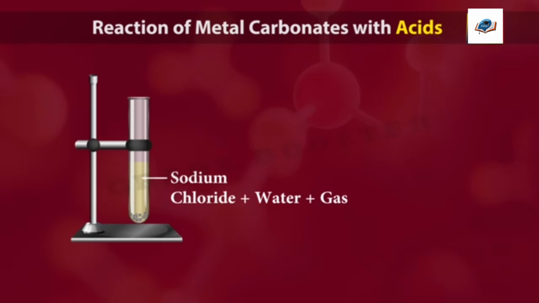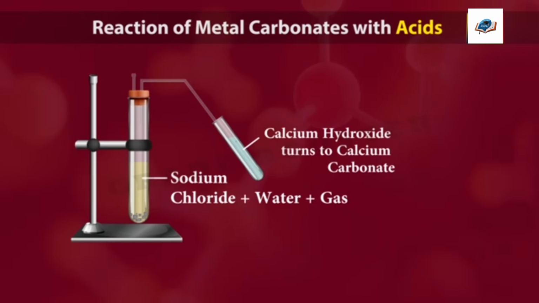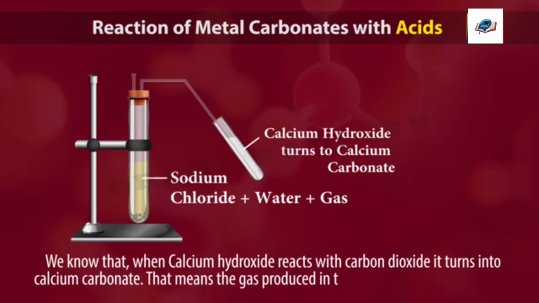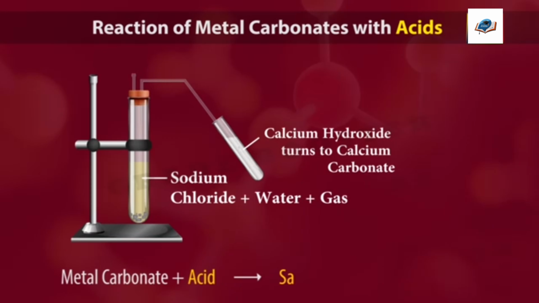Now here, whatever gas is produced is passed through calcium hydroxide solution. When it is passed through calcium hydroxide solution, it forms a white precipitate. That is nothing but calcium carbonate. We know that when calcium hydroxide reacts with carbon dioxide, it turns into calcium carbonate. That means the gas produced in this reaction is nothing but carbon dioxide. So when a metal carbonate reacts with an acid, it forms salt plus water plus carbon dioxide.